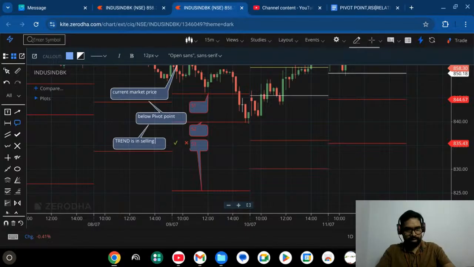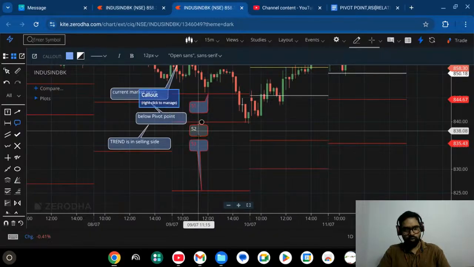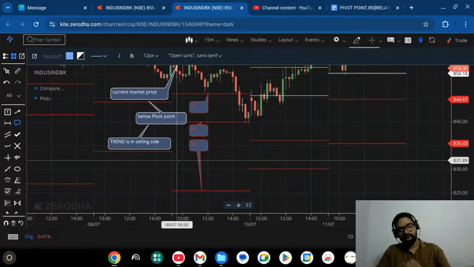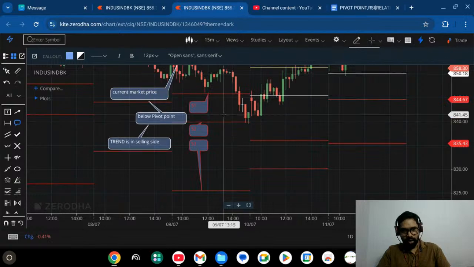Trend is in selling side. Market may move to S1, S2 and S3 depending upon the oversold levels. If the market reaches S1 and it is showing oversold, then anytime it can bounce back. See now what happened here.